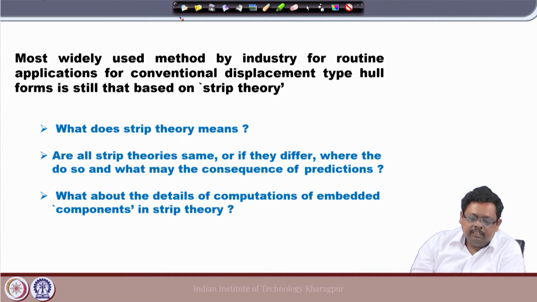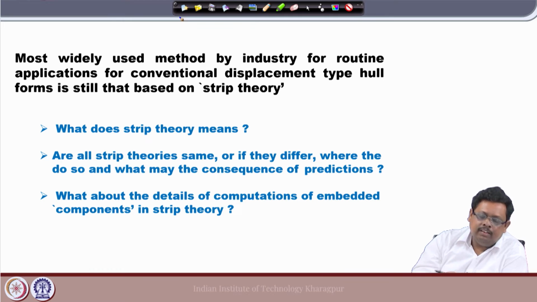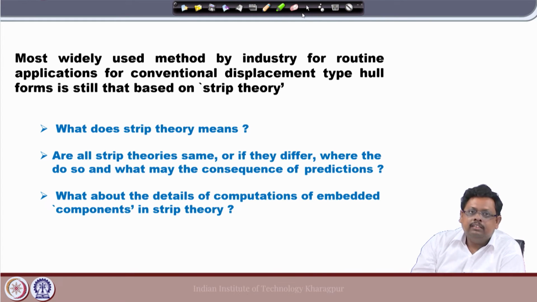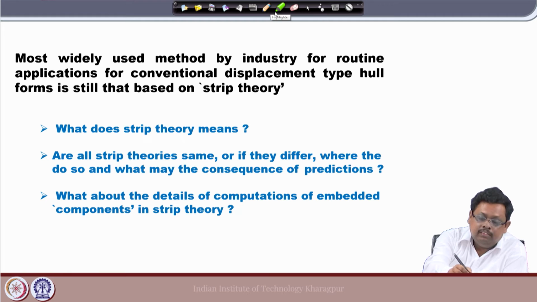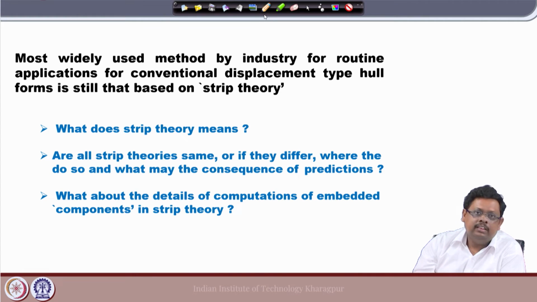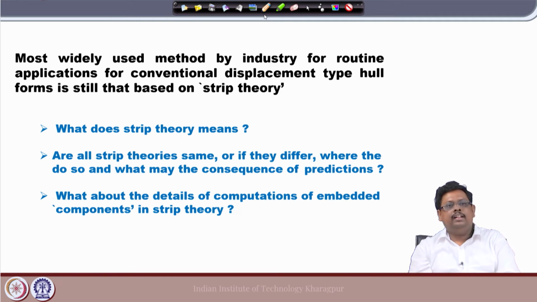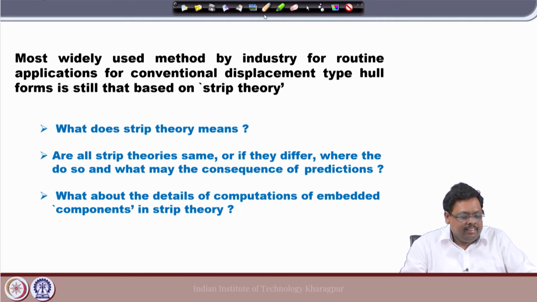But most of the time we try to find out the global response, not the local response. In that case, strip theory is of course the most preferred theory compared to the 3-dimensional sophisticated panel methods. Now, what does strip theory mean? We have not yet discussed what strip theory means. Definitely we are going to discuss it today.